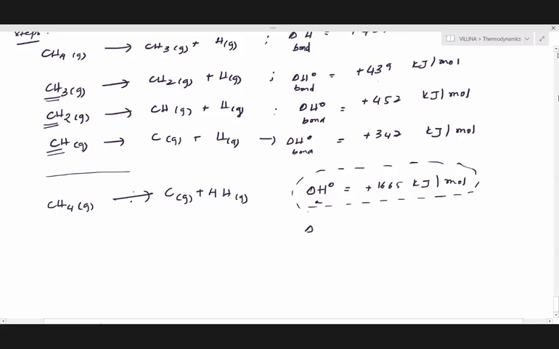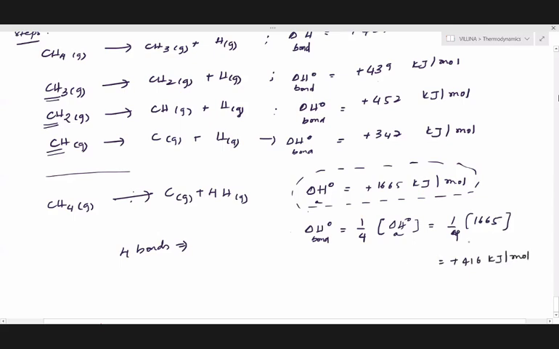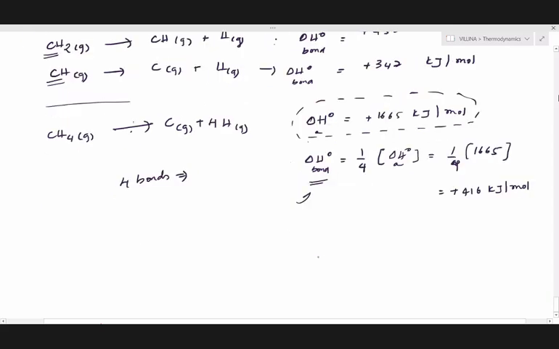So the bond dissociation standard enthalpy will be 1/4, because we have broken 4 bonds. Since 4 bonds are broken down, we divide by 4. So 1/4 of the enthalpy of atomization, delta H naught A, which is 1/4 of 1665, will be around 416 kilojoule per mole. This delta H bond is the mean bond enthalpy.